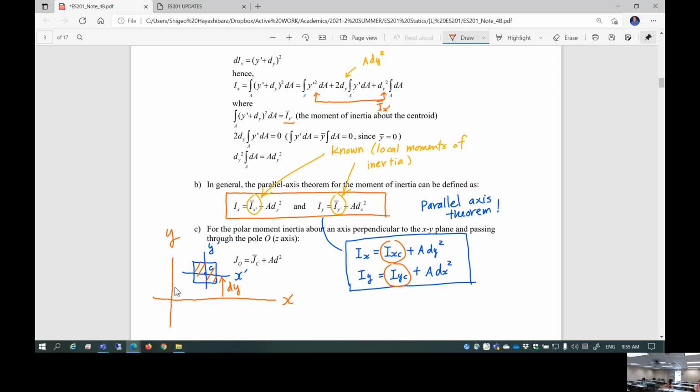Obviously, this is dx, of course. So if I would say determine Iy of this cross-section area, you're going to first determine Iyc plus cross-section area times dx squared. That's called Iy. Moment of inertia about this y-axis. Okay? Parallel axis theorem. You are going to probably use it all the time in solid mechanics.